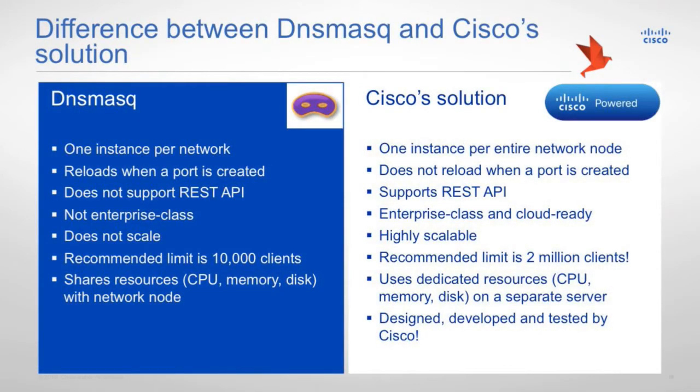So this is the difference between today's Dnsmasq and the Cisco solution. As we can see on the right, it's one instance per entire network node. It doesn't reload every time a port is created. It supports REST API. It's enterprise class and cloud ready. It's very, very highly scalable, and the recommended limit is 2 million clients. It uses dedicated resources on a separate server. And of course, it's developed and tested by Cisco.